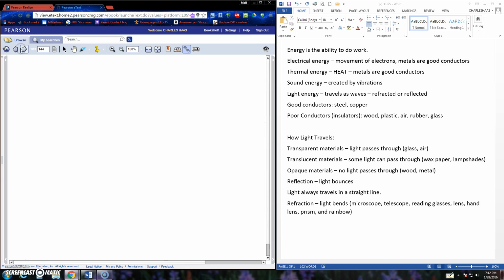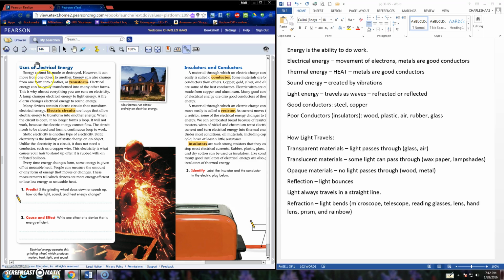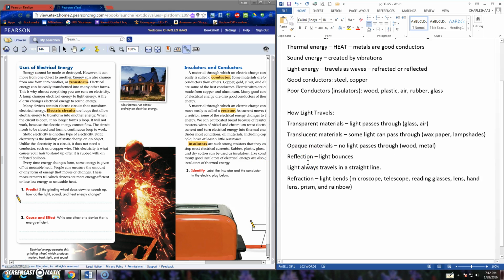Okay, let's head on over. We'll skip that one. Ooh, electricity. Page number 146. Uses of electrical energy. So we can transform it from one form to another. Transform. Changing energy from one form to another. Is that we're going to use it right here. An electric circuit is a loop that allows electrical energy to transform into another energy.